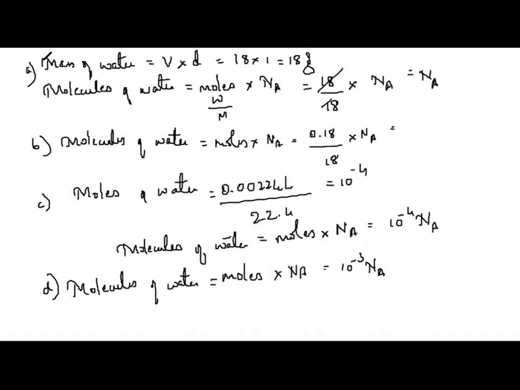In the first case, they have given us ml. So I have to convert it to grams. Yes, mass I have to convert. So how do I convert it to grams? Volume given into density. Density of water is 1. So 18 into 1, I'll get 18 grams. Then I can find molecules of water. How many molecules? The formula is moles into Avogadro number. I don't know how many moles there are, but I know the molecular mass of water. So 18 by 18 into Na, that comes out to be Na. That is Avogadro number.